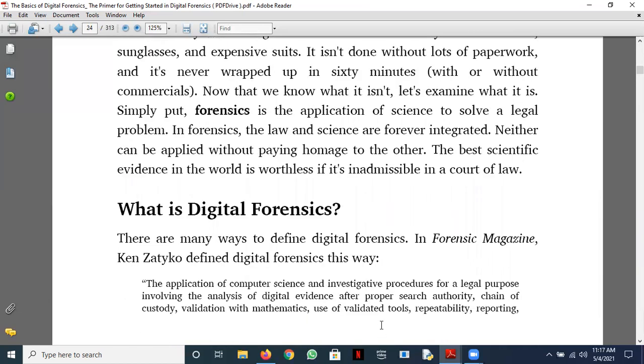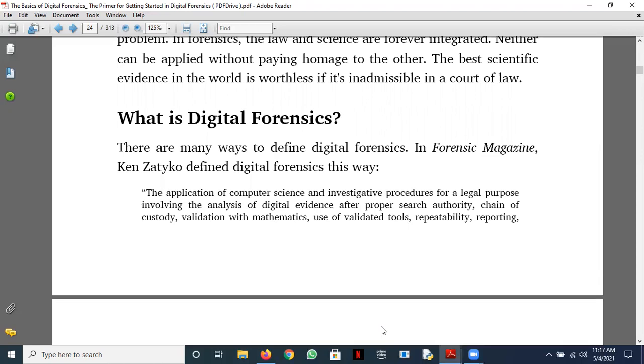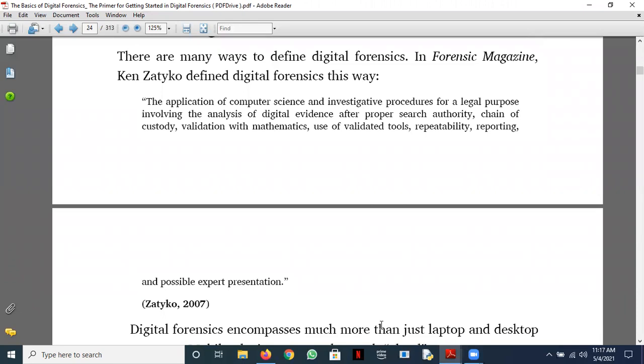Forensic science, right? So next is, what is digital forensics? If you just search on Google, you will find many definitions of digital forensics. In Forensic Magazine, it has been defined like this. Let's read this: the application of computer science and investigative procedures for a legal purpose involving the analysis of, this is important, digital evidence after proper search authority, chain of custody, validation with mathematics, use of validated tools, repeatability, reporting, and possible expert presentation.